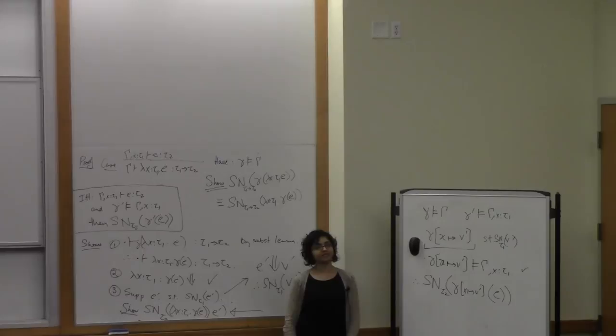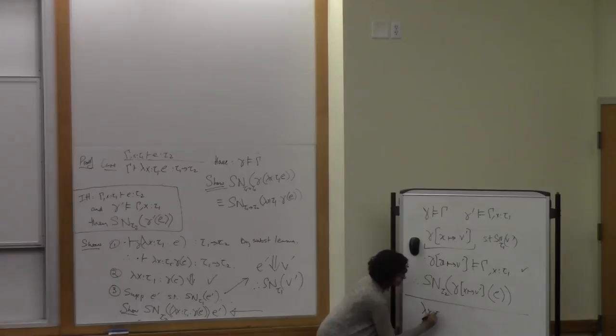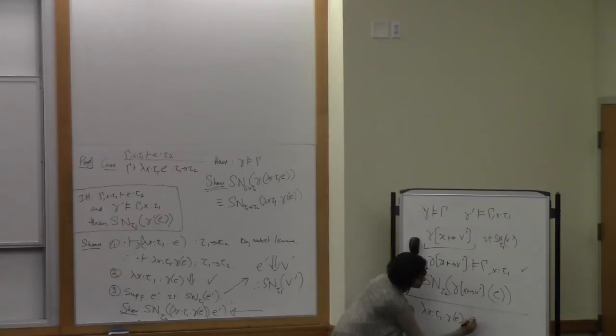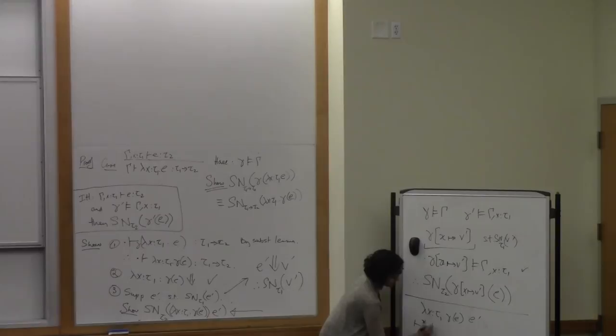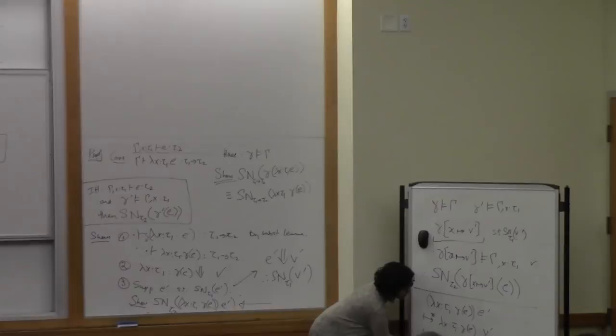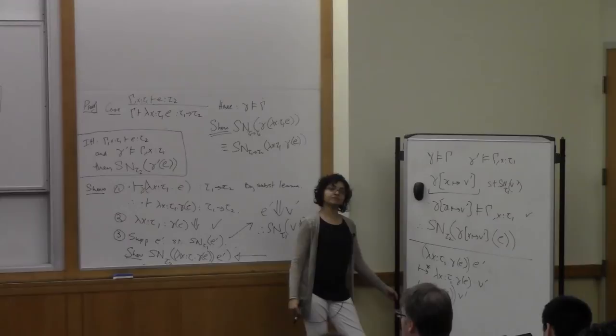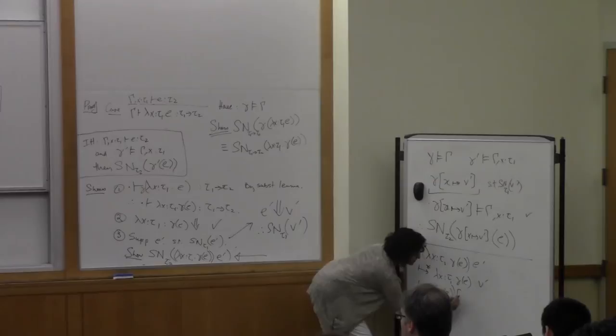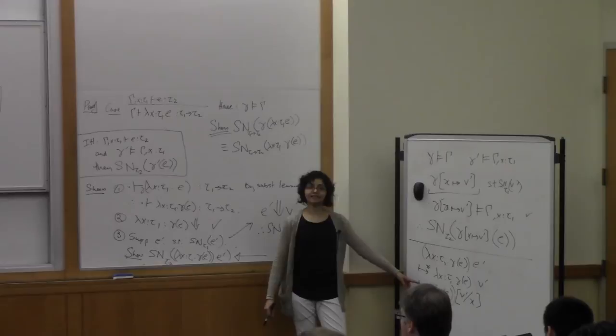Notice that lambda x colon tau 1 dot gamma E, applied to E prime, goes in a bunch of steps to lambda x colon tau 1 dot gamma E applied to V prime, right? We already talked about that. Okay, and then we're going to do beta reduction, so we end up with lambda that applied to V prime. I should write that as beta reduction. So V prime for x. Sorry about that.